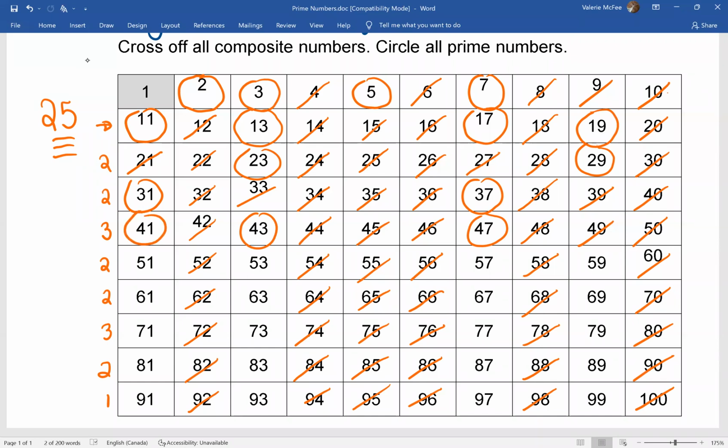What about in the 50s? People often think 51 is a prime number, but 5 plus 1 is 6. That means it's divisible by 3. 5 plus 7 is 12. That means this is divisible by 3. We have two prime numbers in the 50s. 63 is divisible by 3. 69 is divisible by 3. 7 times 11 should have been fairly obvious.